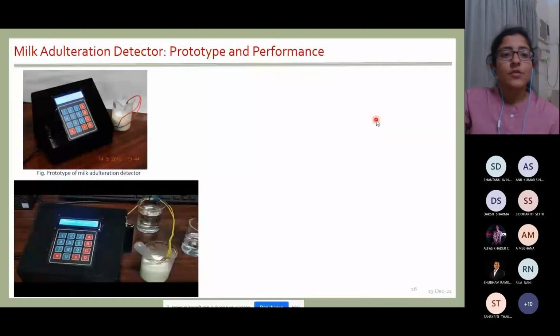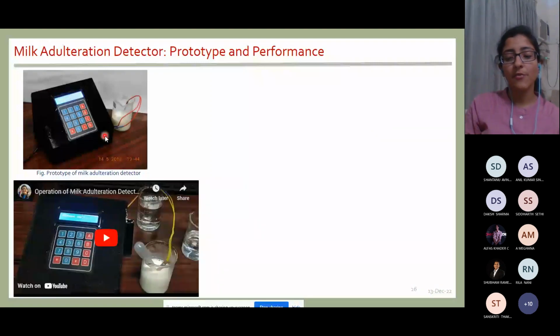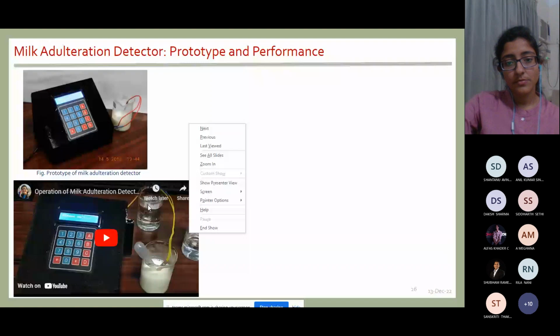So this one is the first prototype, which is only for adulteration detection. But my main aim was to make a product which will detect the adulterants as well as the composition, meaning the fat, SNF, protein. I will come to that point. So this is the first prototype which is only detecting the adulterants in milk. Okay, so I can play this video.